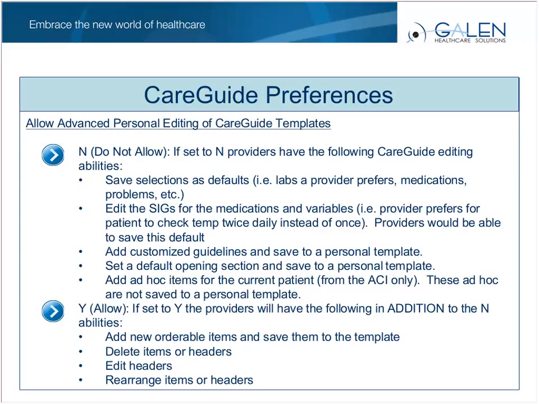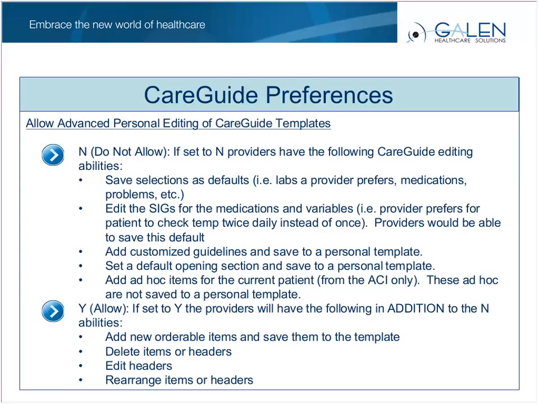So no matter how this preference is set, the provider will always be able to save selections as default. For example, labs the provider prefers, edit the saves for the medications and variables, as we saw during our demonstration, add customized guidelines and save to a personal template, set a default opening section and save that to a personal template, or add ad hoc items for the current patient. However, if the provider decides to add the ad hoc items, those ad hoc items are not saved to the personal template.